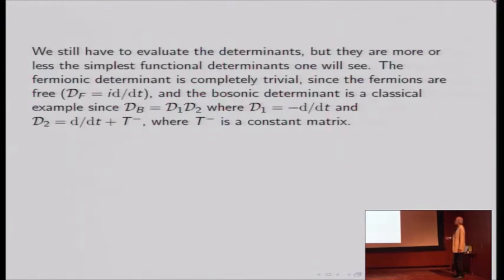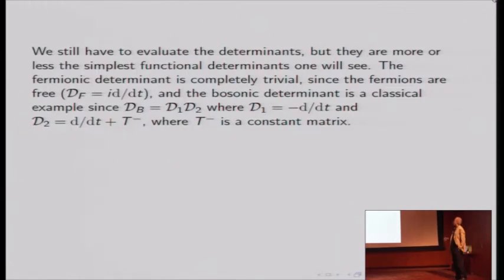We still have to evaluate the determinants, but I decided I wasn't quite going to do it in front of you. I'll just talk about it a little bit. They are the simplest functional determinants you're ever going to see, so if you've ever evaluated any kind of determinant, you may have evaluated these. The fermionic determinant is completely trivial, since the fermions are free.